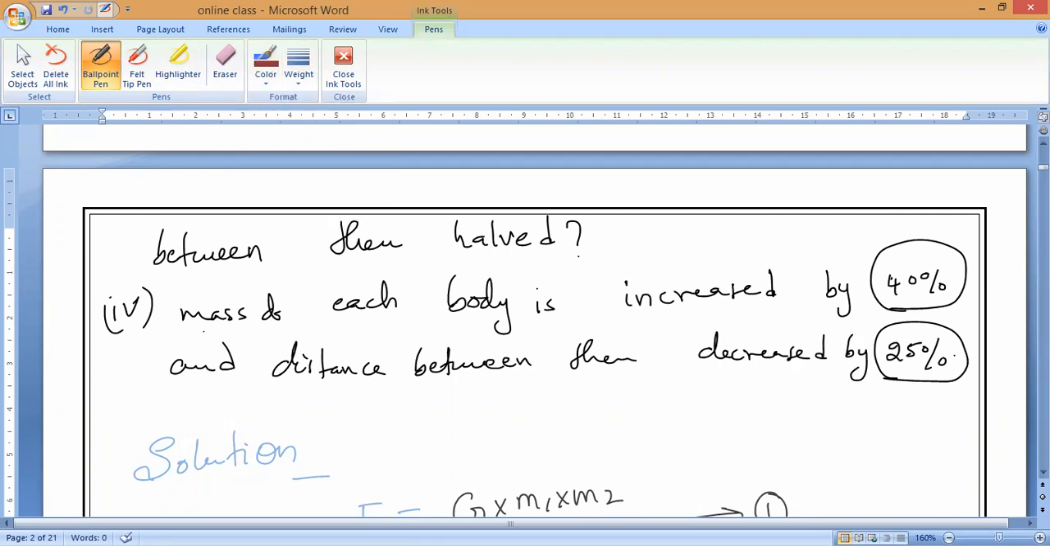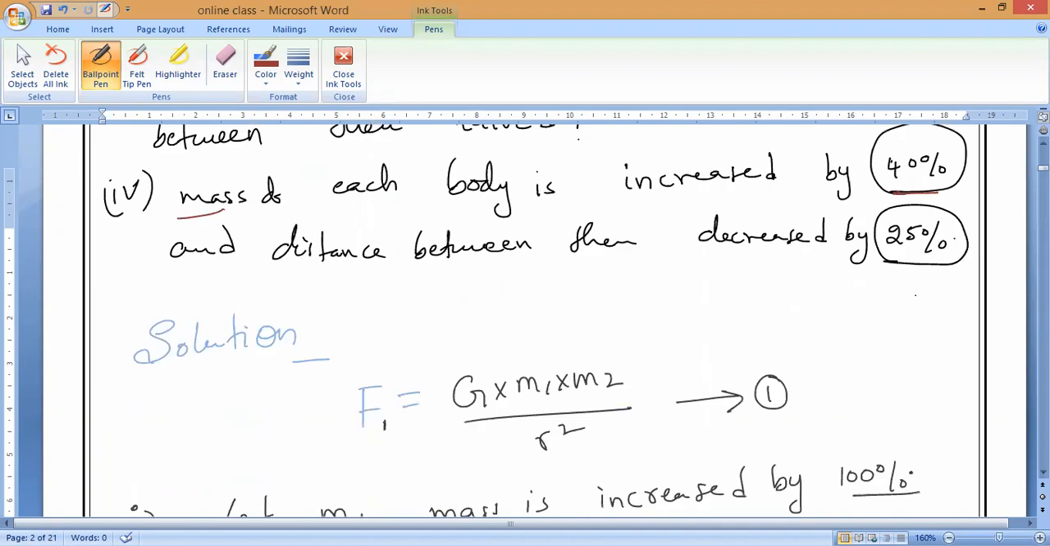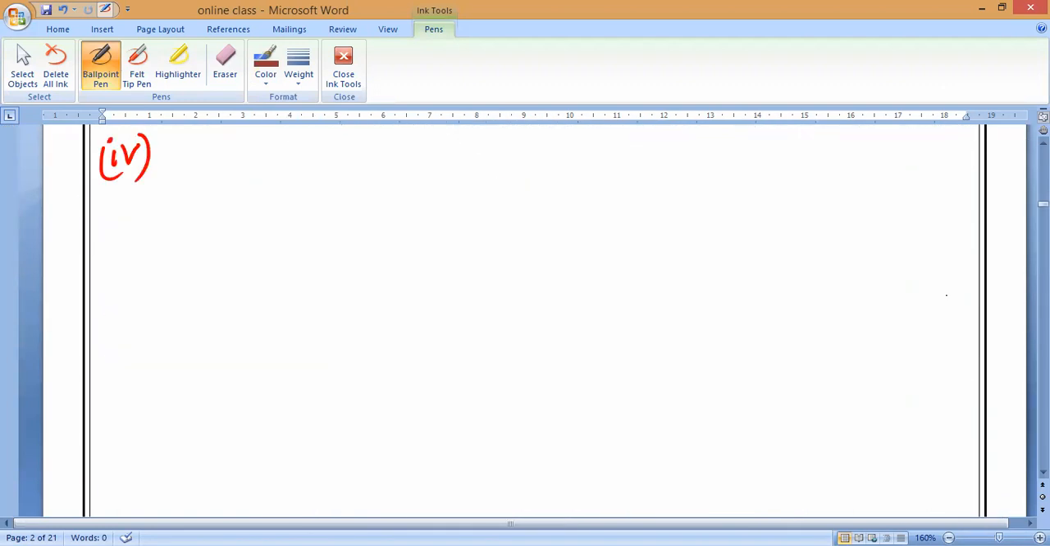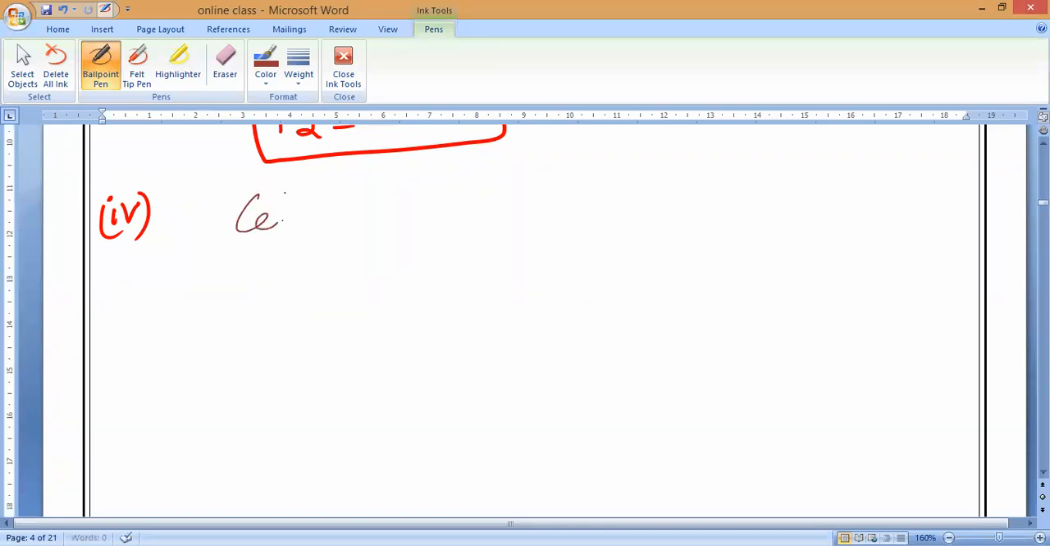Now the initial masses are M1 and M2. What is the new mass? M1 plus 40% of M1, since it is increased by 40%. Suppose you have 100 rupees and 40% is increased. What is your total money? 100 plus 40% of 100, which is 40 rupees increase. So the total becomes 140 rupees. Yes or no?